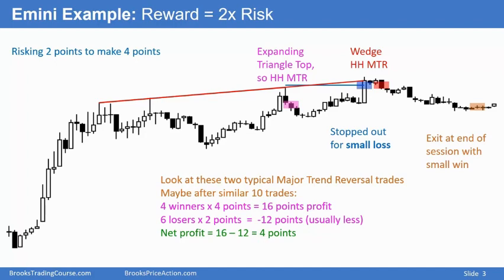I think the math is actually better than this, but I'm just giving this as an illustration of more or less a worst case outcome. If you take 10 reasonable major trend reversals with good setups like this, the odds are you're going to end up with a profitable basket of trades.